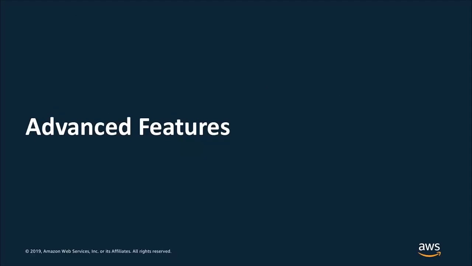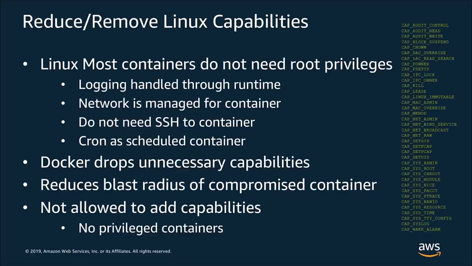Now let's take a look at some advanced features that we have available to us with AWS Fargate. The first of which is the ability to reduce or remove the Linux capabilities. With Linux, most containers and most processes do not need root privileges. Logging can be handled through the runtime. The network is automatically managed for the container. And if we're using immutable containers, we do not need to remote in to that particular container.